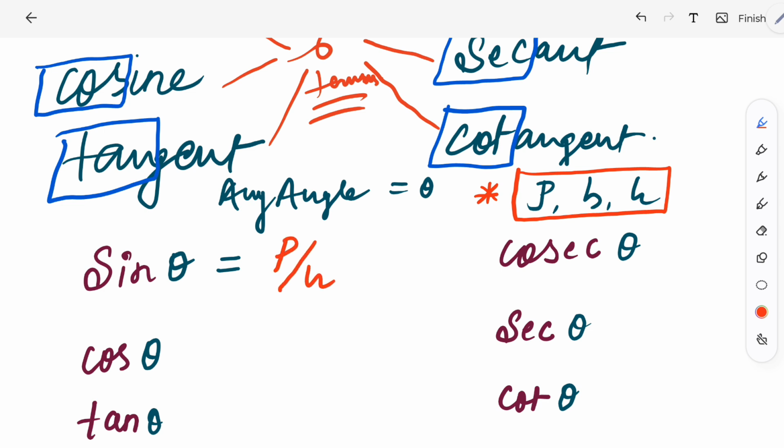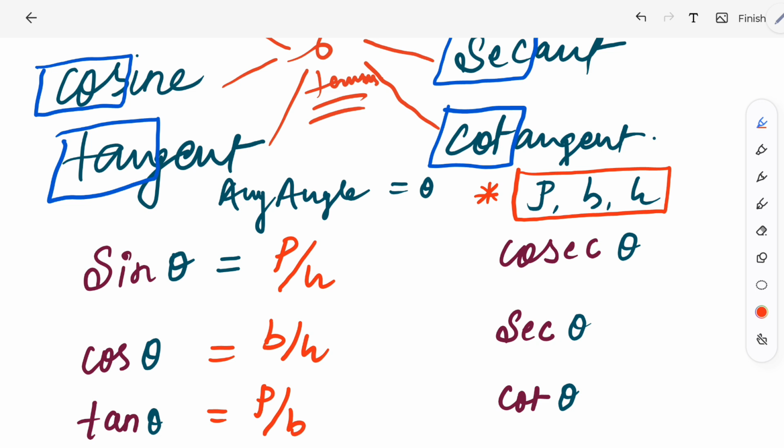Okay. So whenever you are getting the ratio P by H, that is perpendicular by hypotenuse, you'll confirm that P by H means it is nothing else, it's sine theta. So sine theta means P by H. There shouldn't be any doubt, sine theta means P by H. Similarly, cos theta means B by H. Understood? Base by hypotenuse. And tan theta means P by B.